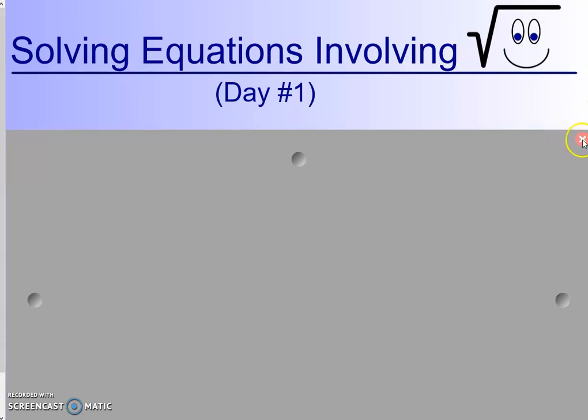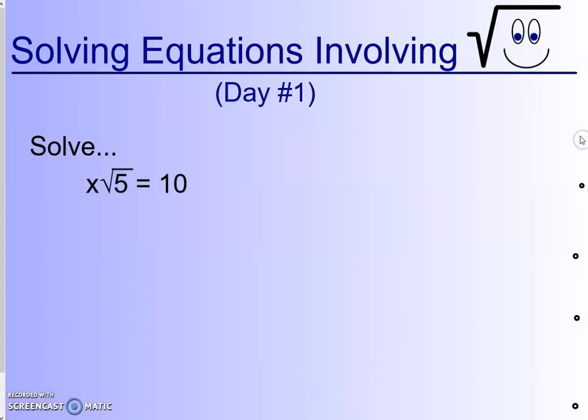So today, let's start out with just a problem. Let's say we're given this equation right here, and you have to solve it. So you'll notice that a square root appeared in the equation, and nothing's new. Our goal is still the same. We want to get x all by itself.